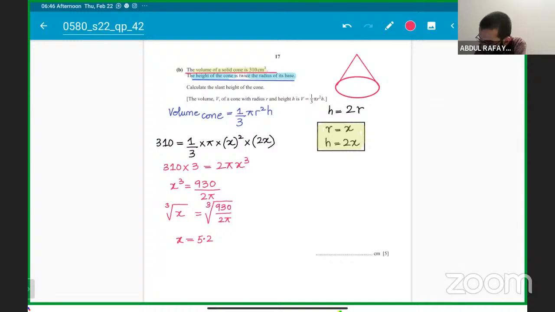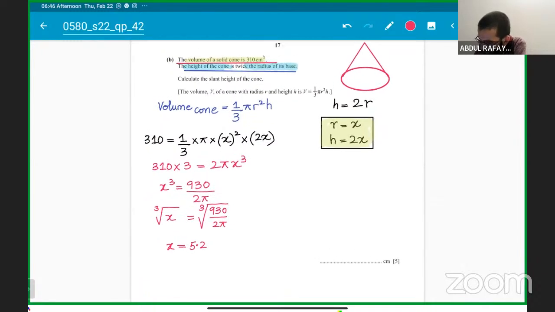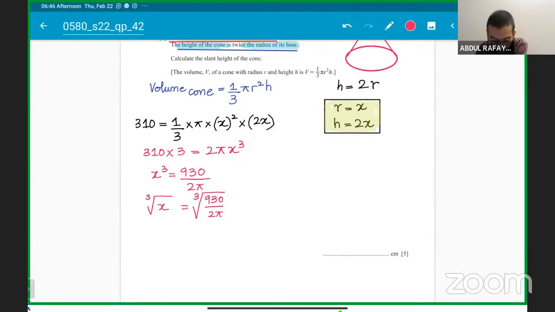What we need to understand: volume of the cone is 1 upon 3 pi r square, height. So height is 2x. Done it correct, right? Any mistake I've done, let me know now. Okay, this one is correct. We got the value of the radius, okay, students.